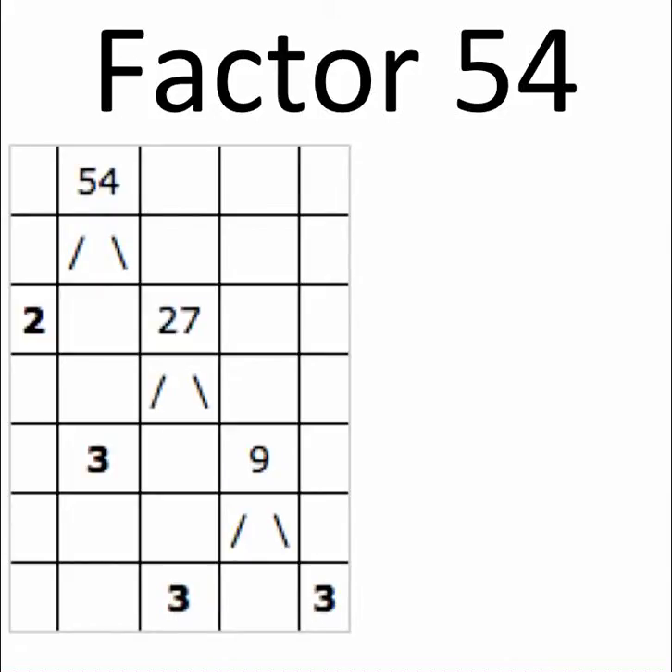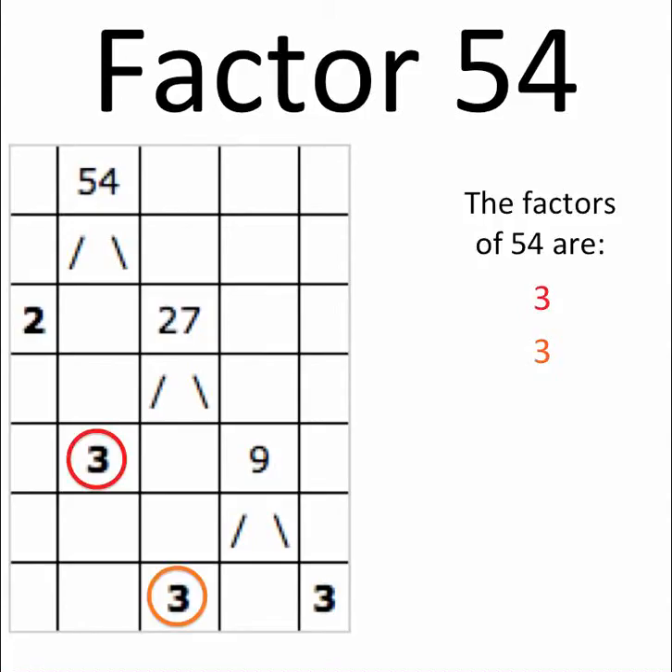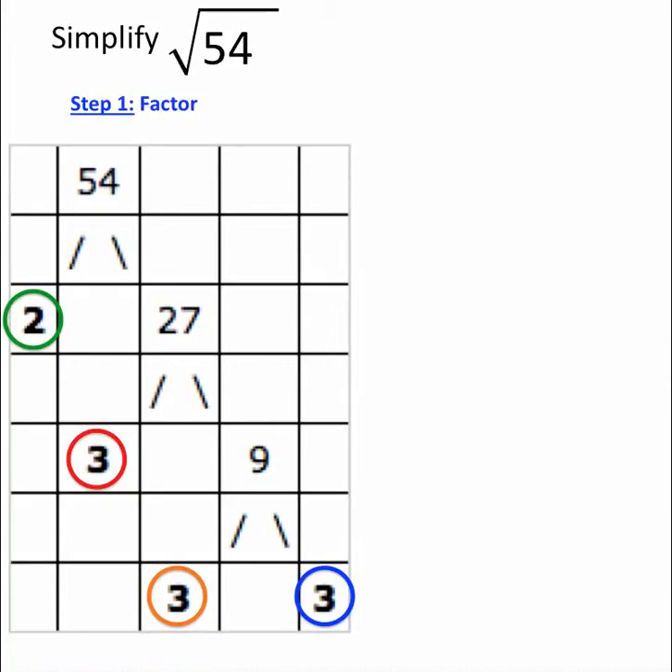That tells me that 54 can be factored into 2 times 27, which can then be factored into 3 times 9, which can then be factored into 3 times 3. So I know that my prime factors of 54 are 3 times 3 times 2 times 3. Now that I know those factors, I can use that fact to help me rewrite the original expression.